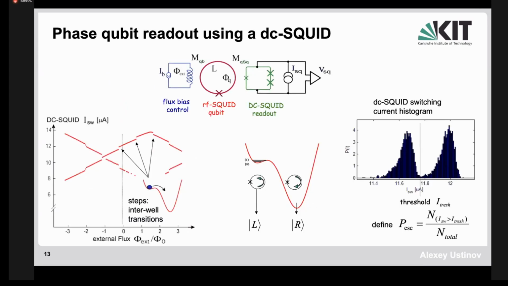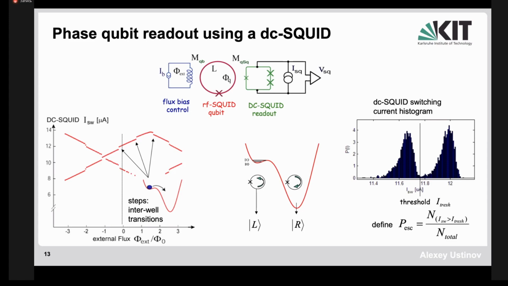This is a typical experiment. This is the qubit. This is the measurement SQUID. Excuse me, sorry, this is the flux control. This is the qubit. So with this control, we can make the potential. We can make this minimum deep and this minimum high. So we can manipulate this by this external flux. And then this is the measurement SQUID.